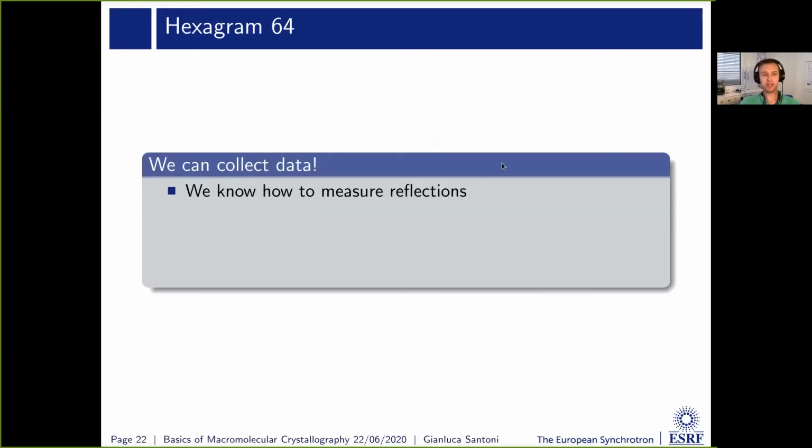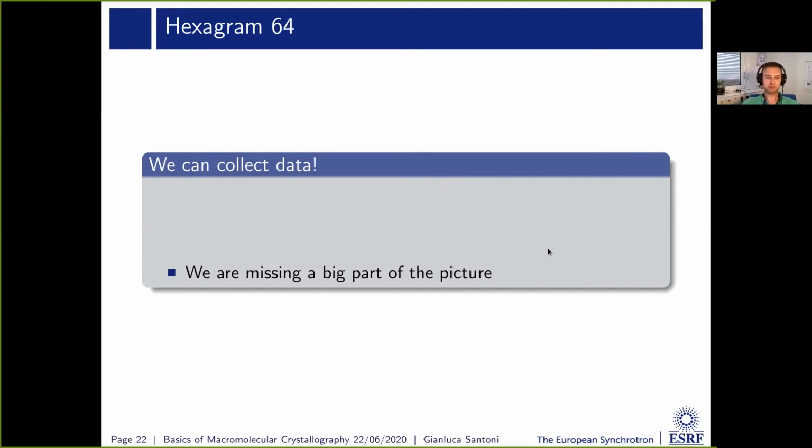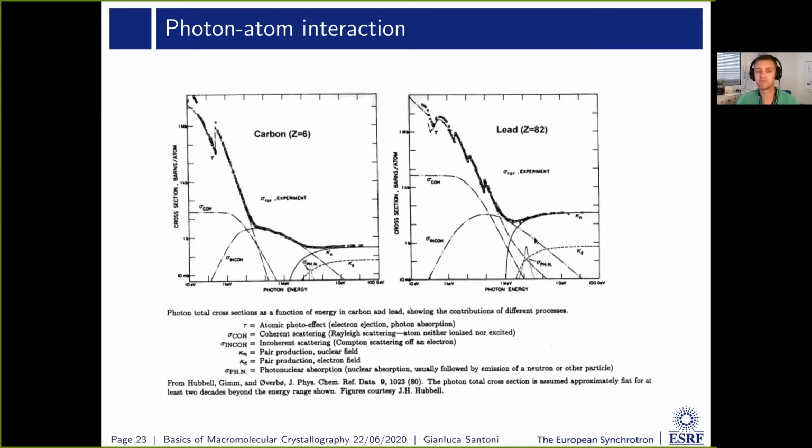So now we can collect data. We know everything about diffraction. We know how to measure reflections using the detector. We can decide where to put the detector once we know what is the resolution achievable by our crystal. What we are left with is just to shine X-rays over our crystal. But actually we are missing a big part of the picture, which is to understand how the photons interact with atoms.